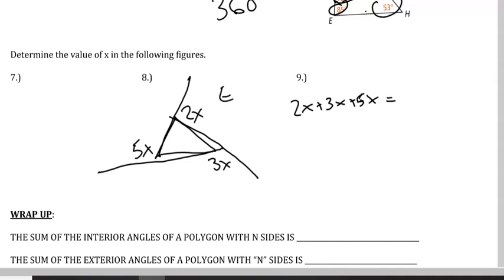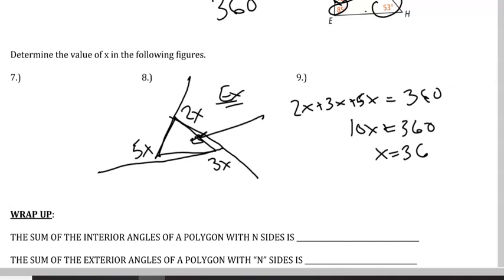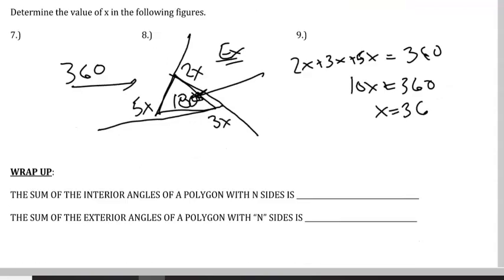Well, it is exterior angles. Do the exterior angles of a triangle add up to 180? No, it's 360. So then you'd have 10x equals 360. You get x equals 36. So be very careful, especially with this one, because with triangles, you are so used to saying 180. It's 180 for the inside, but it's 360 for the outside. All right, let's go ahead and wrap this up.